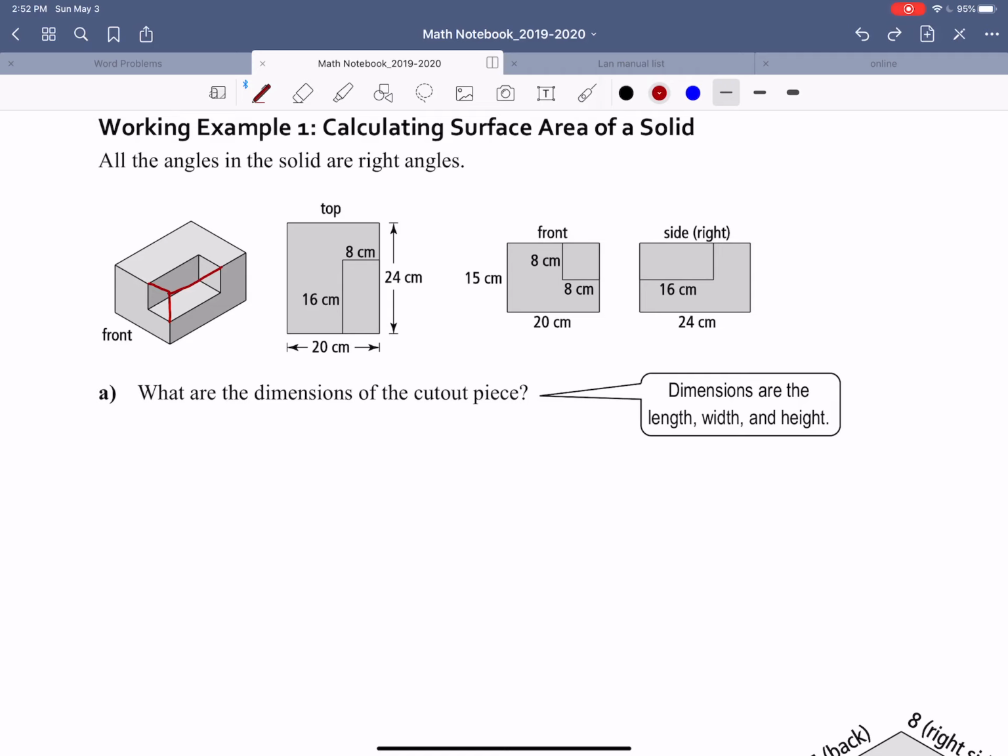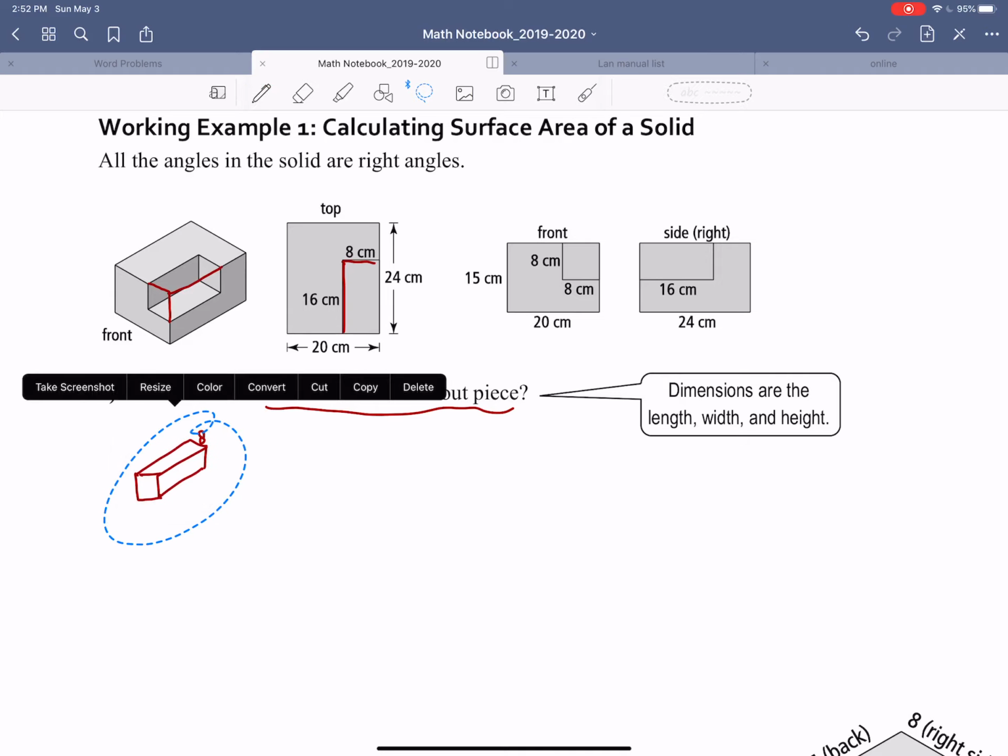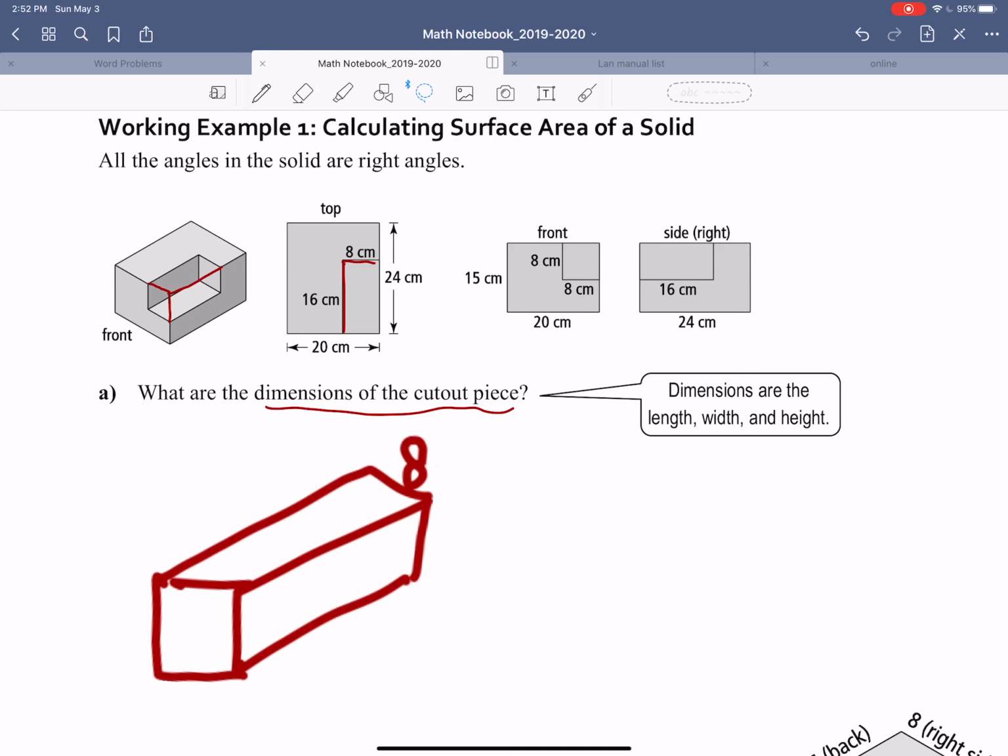So what's the dimension of the cutout piece? Okay, so they're asking us about the small rectangle here. The cutout piece, okay? Because they are giving you all the dimensions already, you can see that the top view is 8 and 16, so you can say this is 8. I'm gonna make it bigger and draw it way too small. Okay, and this is 8 here, and the long side is 16. And how about the short side here is 8 and 8, okay? So this is 8 as well. Okay, the dimension of the cutout piece.